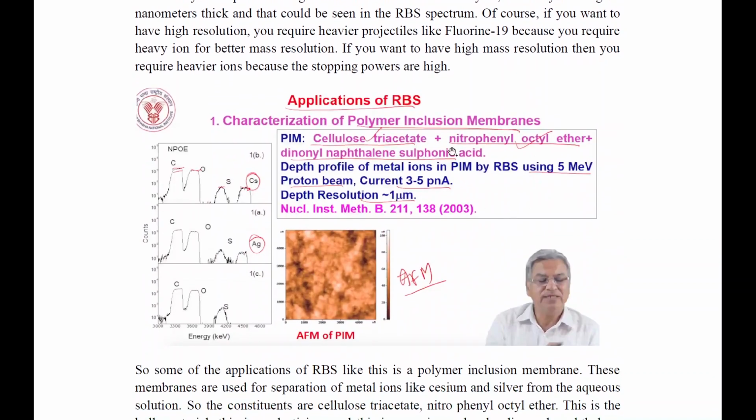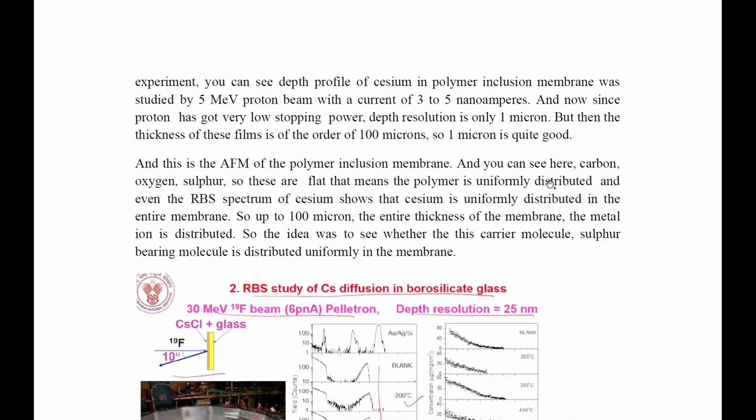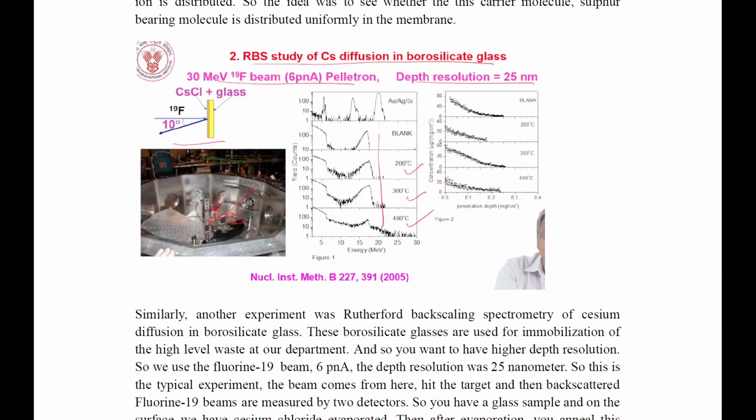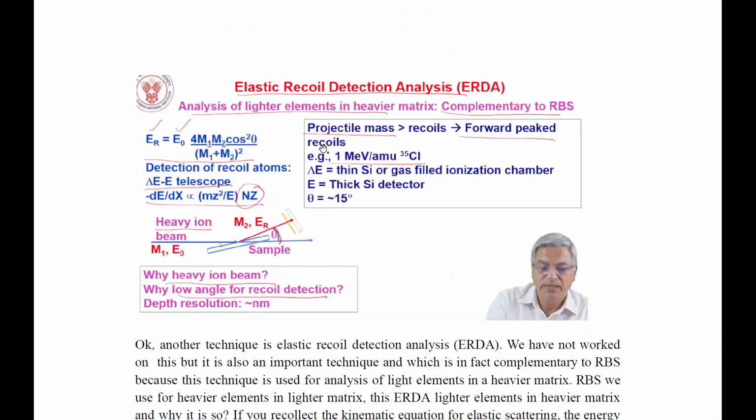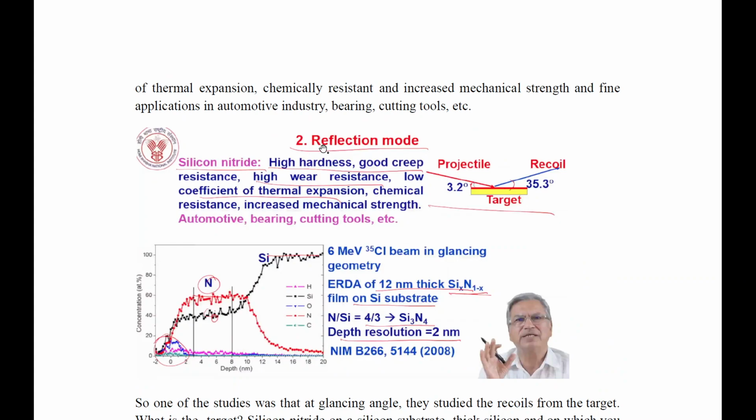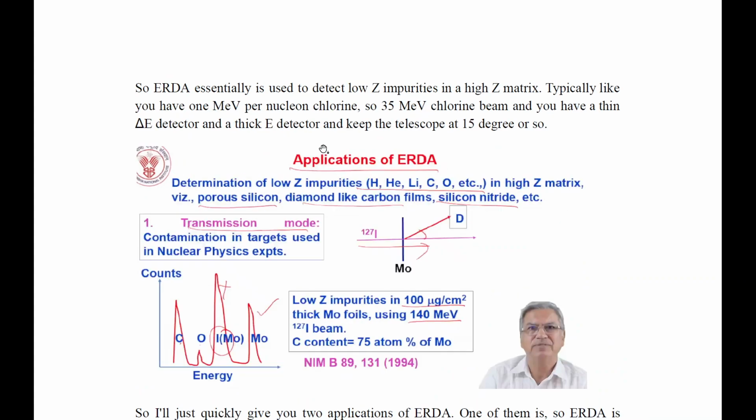For example, characterization of polymer inclusion membranes. This is where cellulose triacetate, nitrophenyl octyl ether, and dinonyl naphthalene sulfonic acid are used. The depth profile of a metal ion PIM by a 5 mega electron volt beam, and this is an AFM image. You can see different contrast showing the different elements present here. As we can see, depth profiling of cesium diffusion in a borosilicate glass also has an application. And from ERDA you can actually find out the stoichiometry.